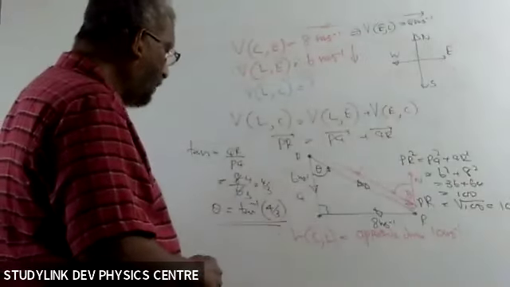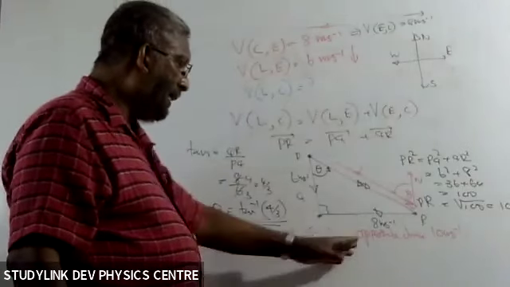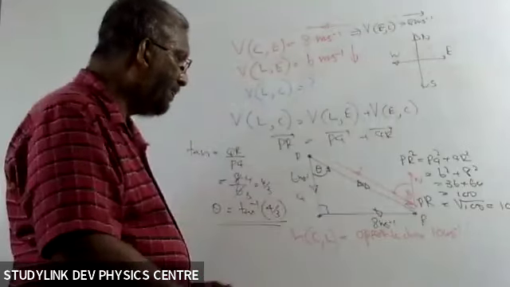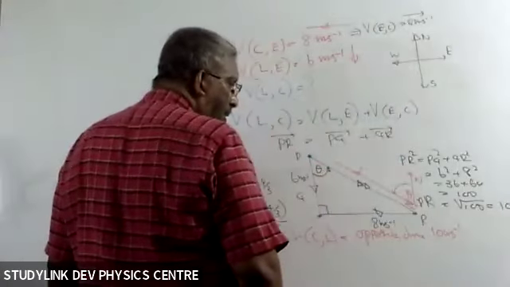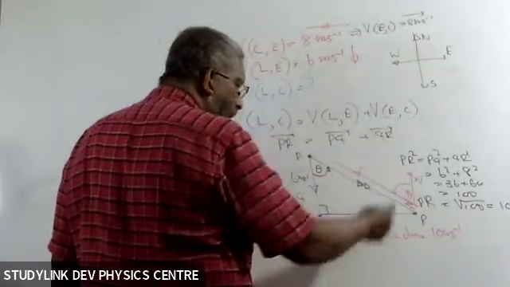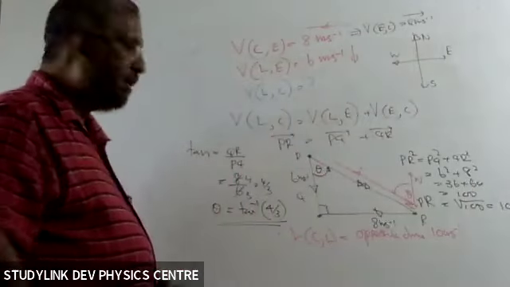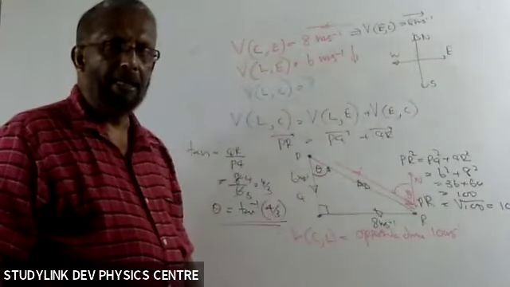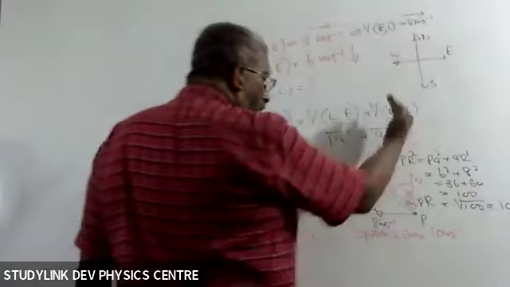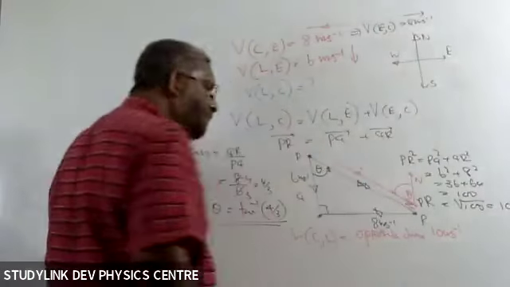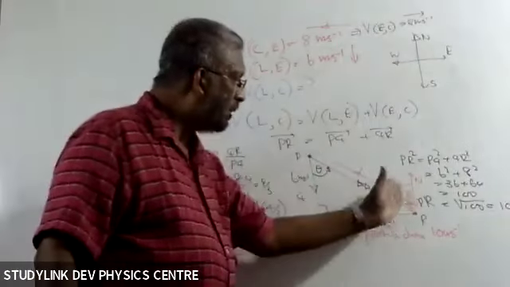Velocity of the car relative to the lorry is 10 ms minus 1, making an angle of tan inverse 4/3 from north towards west.